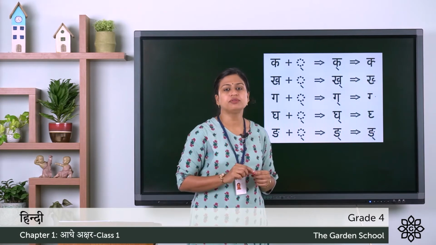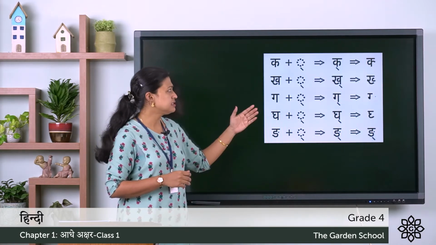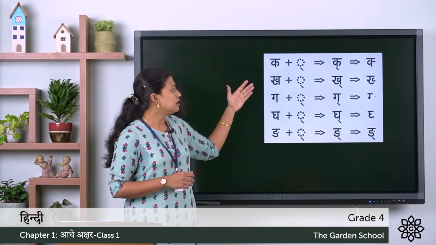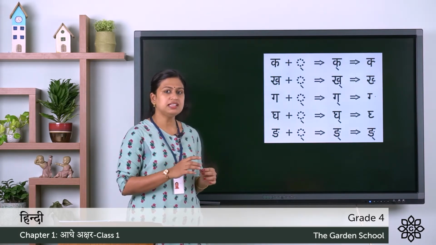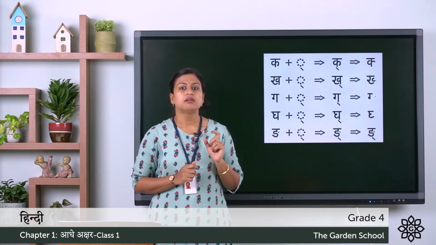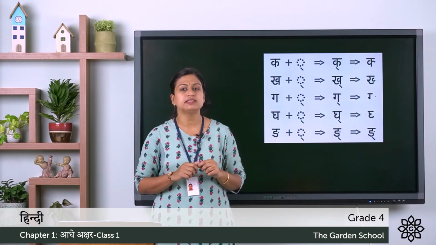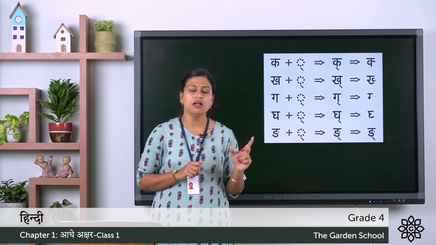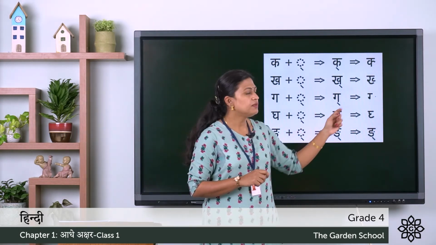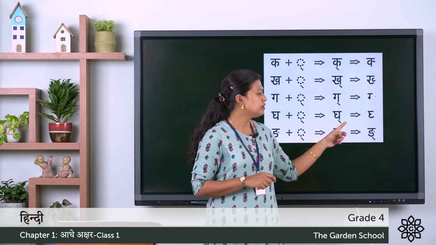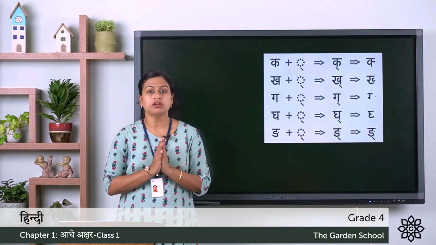That means you just have to write the short slanting line. That means the Hal symbol. So this is the form of writing Ka, Kha, Ga, Gha, Nga in half form. And these half forms have very short sound. For example, Ka, and when we write this Ka with Hal symbol, we say Ka. Kha, when we write with Hal symbol, we say Kha. Ga, we say Ga. Gha, we say Gha. Nga, we say Nga. So these have short sound.